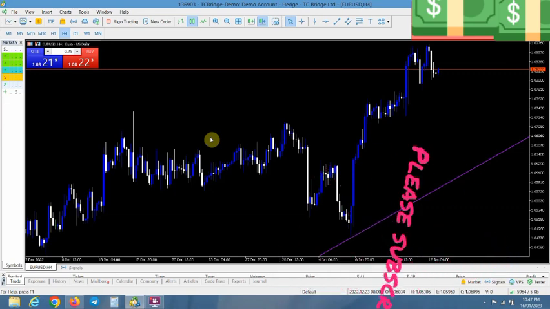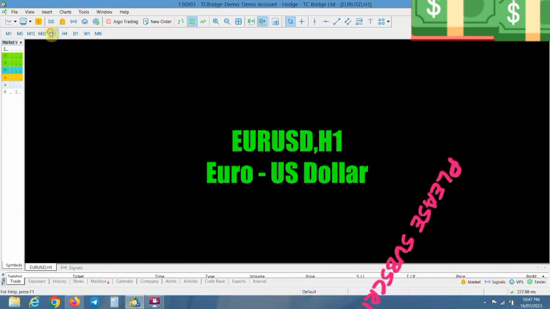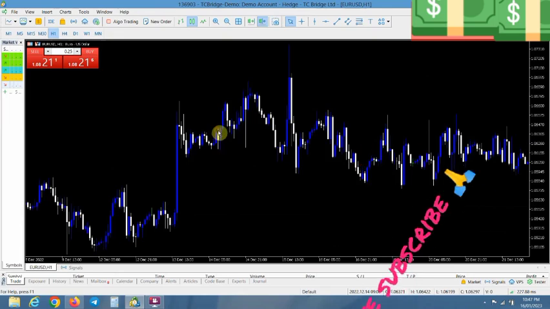So another word for that, people used to call it the floor and the ceiling, right? That's just an example of the floor and the ceiling, right? So most traders do use support and resistance kind of trading.